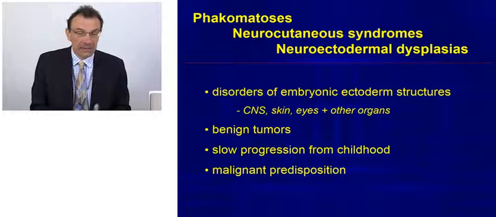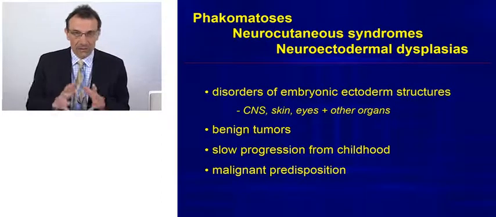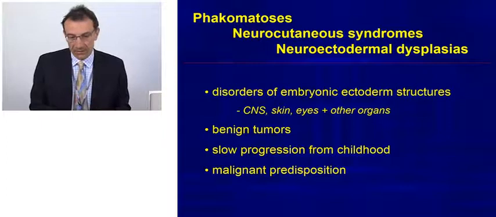What are the phacomatosis or so-called neurocutaneous syndromes or neuroectodermal dysplasias? Those are disorders of embryonic ectoderm structures because, as you know, the central nervous system and also the skin and eyes originate embryologically from the ectoderm. So that's a typical common feature for all of these dysplasias.